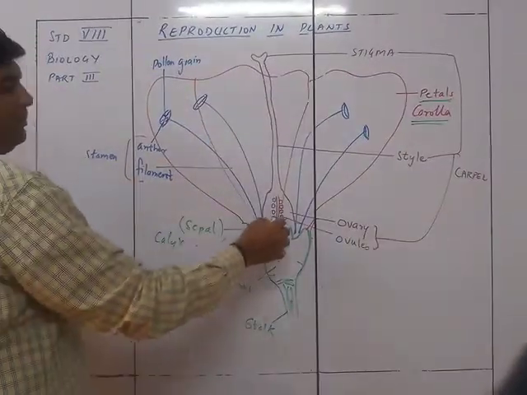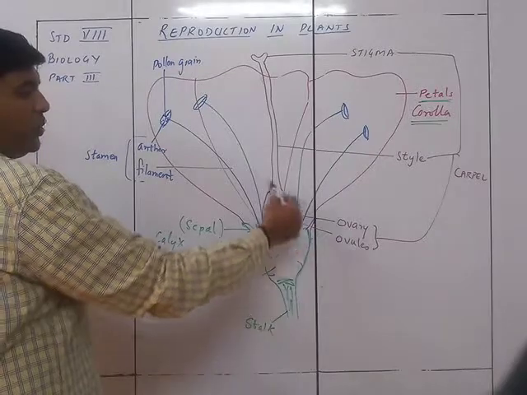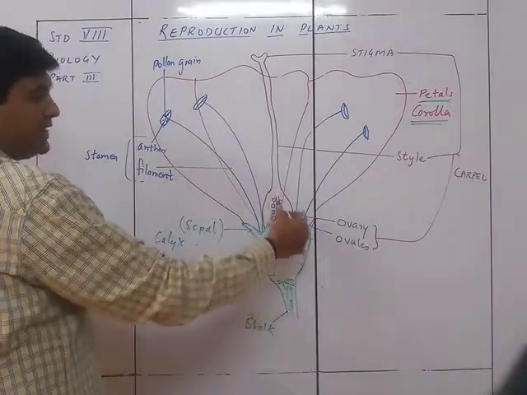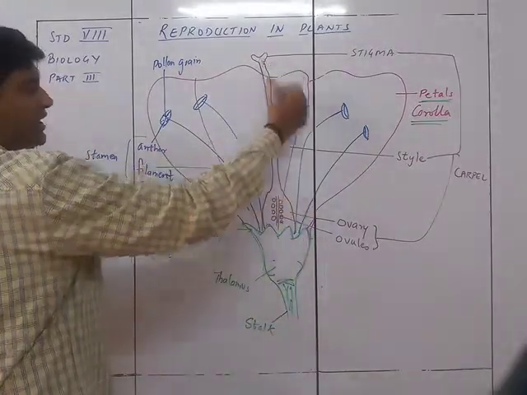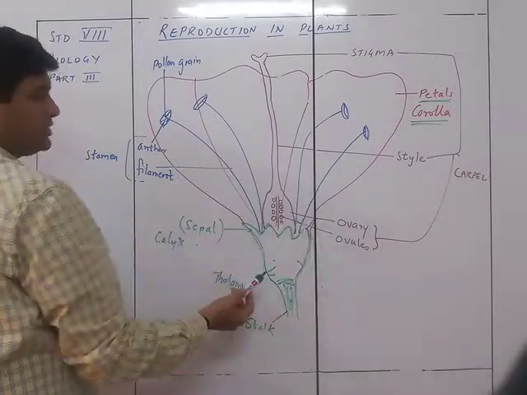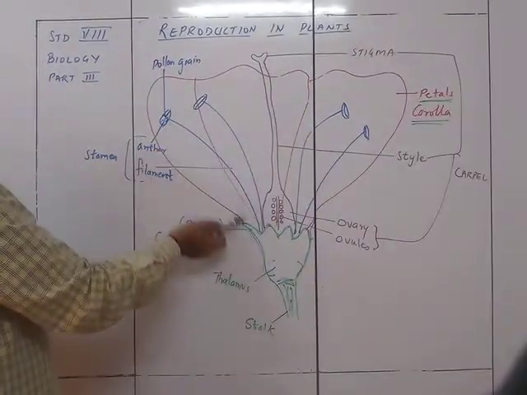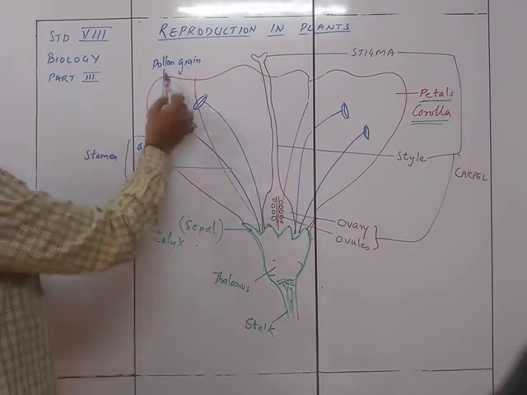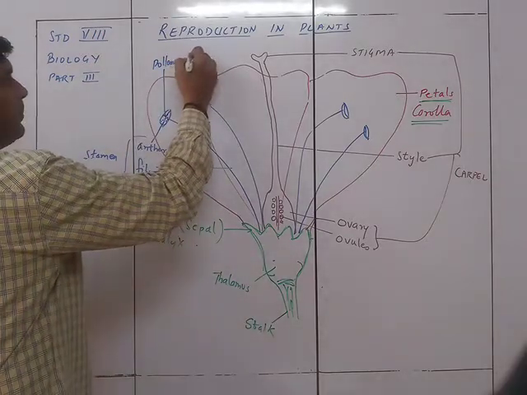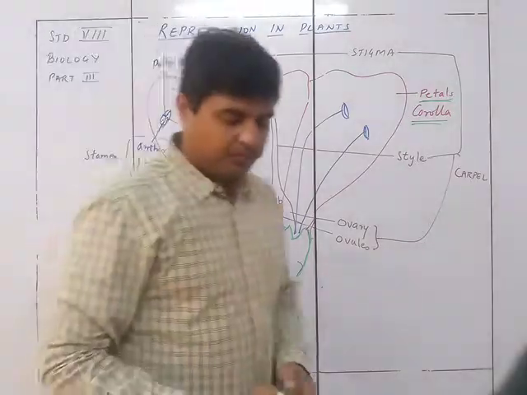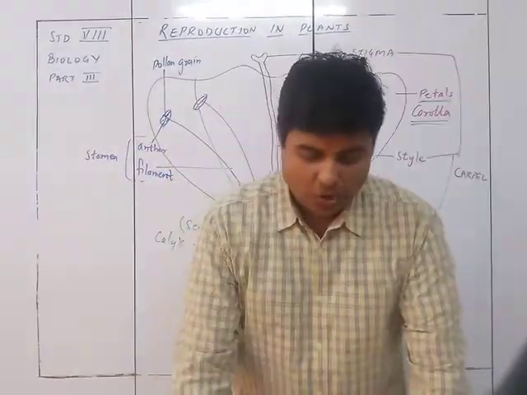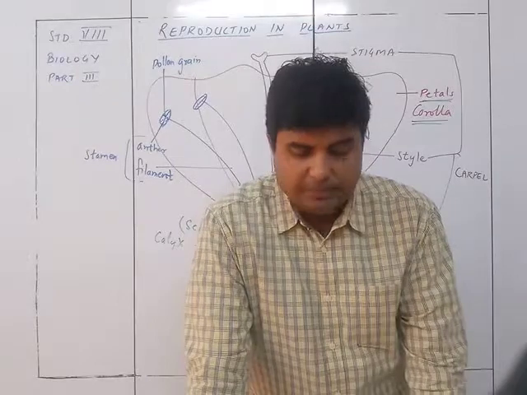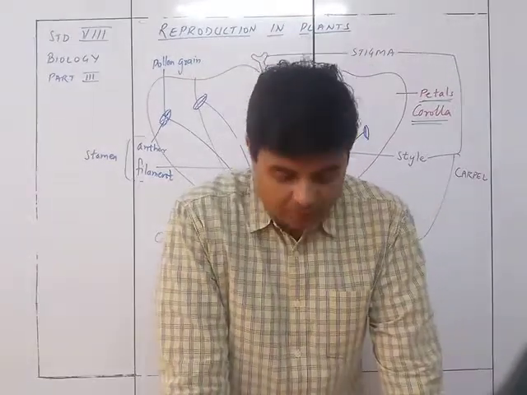And then the female reproductive part contains the ovary at the base, which is near the thalamus, and then the style and the stigma. The ovary contains ovules. The filaments and the anther are the male reproductive parts, and the anther contains the pollen grains. So these are the main parts, or the typical internal parts of the flower.